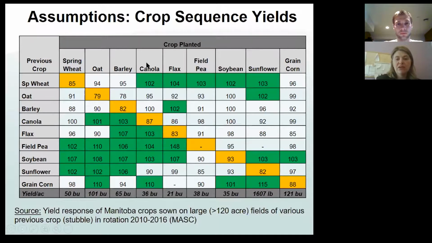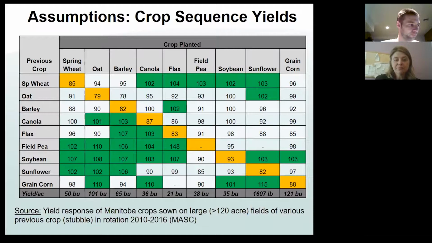So we can see here crop planted, a lot of our broadleaf crops, canola, flax, field peas, soybeans, sunflowers, you throw them on wheat, you're going to get over 100% of the average yield every time that you try that. When it comes to, say, spring wheat, if you're planting it on broadleafs, canola is 100%, peas, soybeans, sunflowers. Those are the combinations that a lot of us have heard about and have probably seen happen on your own farm. If you put a broadleaf after a cereal, it tends to do better than a broadleaf on a broadleaf.